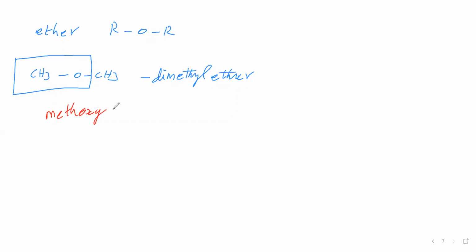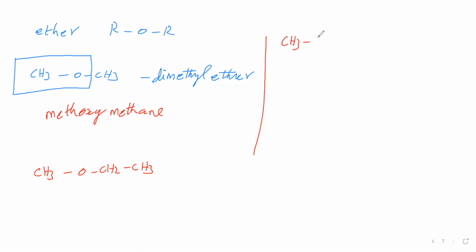Here one carbon is there, therefore meth. Then primary suffix en you have to give. Methoxy methane is the name of this compound. Now I will take the compound like this, CH3O, CH2, CH3. Otherwise, I will take like this, CH3, CH2, OCH3.